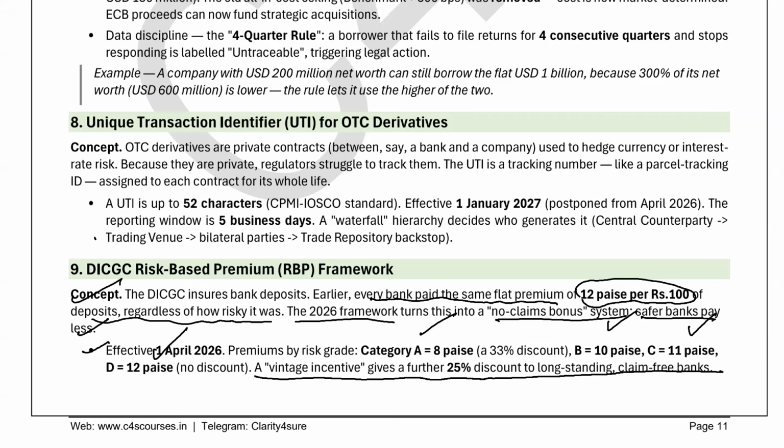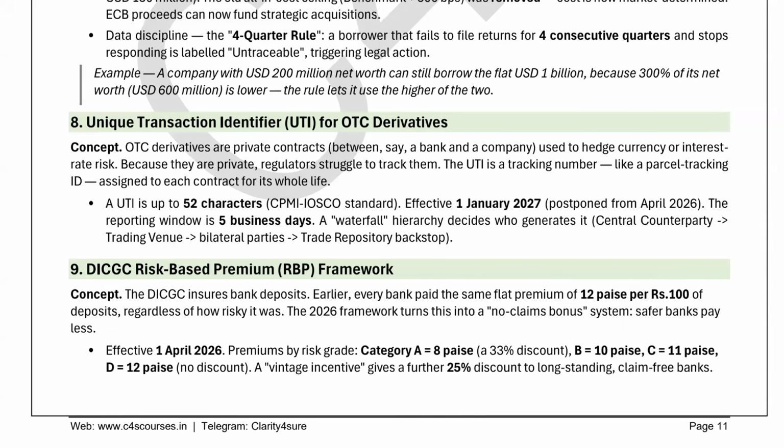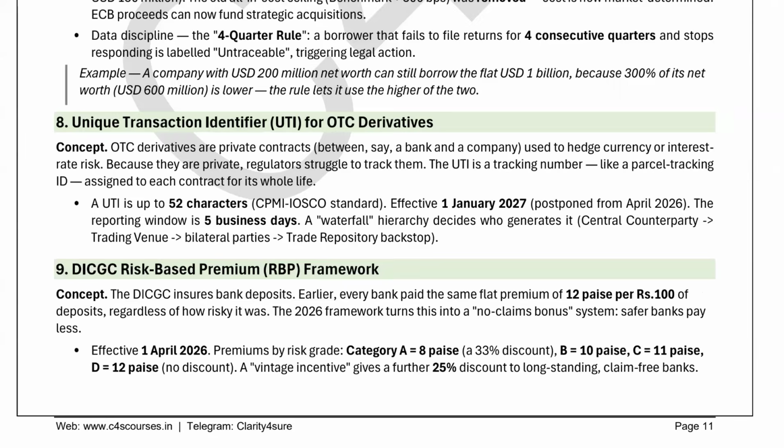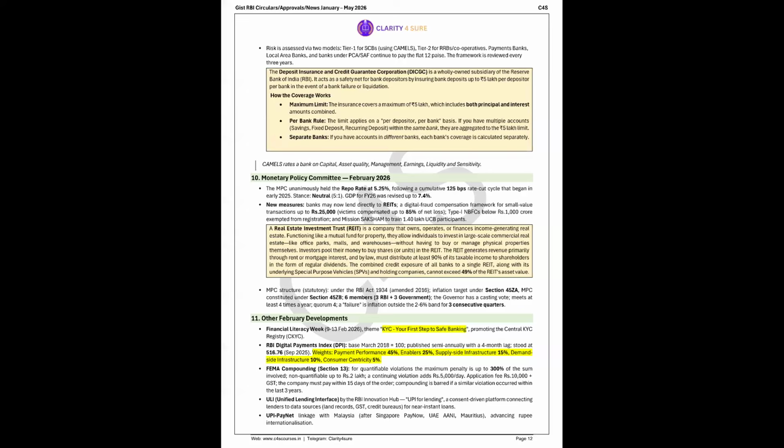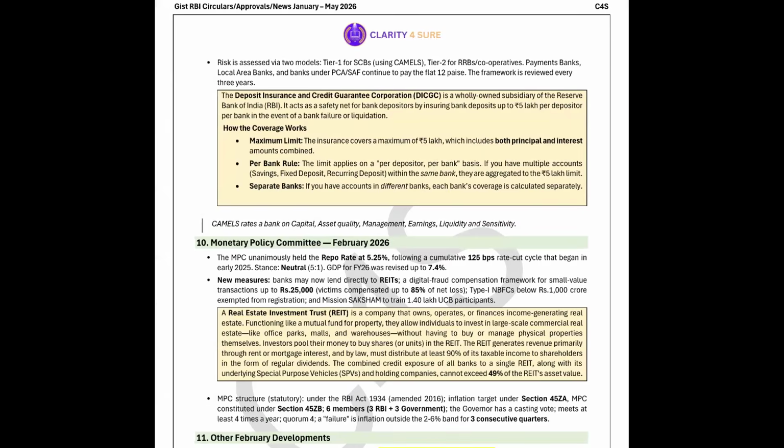Banks which have good health, good health in credit giving, will have to pay less to DICGC. This rating has been given to you, okay, that is 8 paise. If a bank falls in Category A, a 33% discount is given from 12 paise. That you should remember, what has been given. So please try to understand.